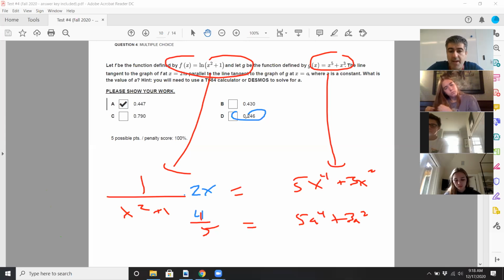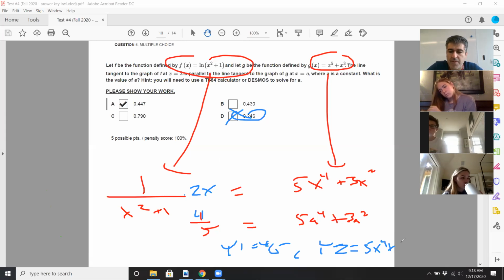And so, yeah, it's not 0.246. It's actually 0.447. At that point, I trust you guys can solve for A. Just let y1 equal 4/5. Let y2 equal 5x to the 4 plus 3x squared and see where they touch. Or you can move the 4/5 over from left to right and find the x-intercept, because the other side would be 0. You can do that too.